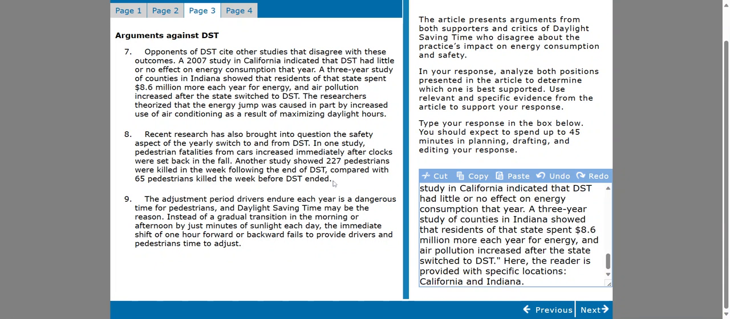Let's take a look at paragraph 8. Recent research has also brought into question the safety aspect of the yearly switch to and from DST. In one study, pedestrian fatalities from cars increased immediately after clocks were set back in the fall. Another study showed 227 pedestrians were killed in the week following the end of DST, compared with 65 pedestrians killed the week before DST ended. Okay, and so the shock of this is very interesting because they actually talk about deaths, but we still don't know the studies being provided.